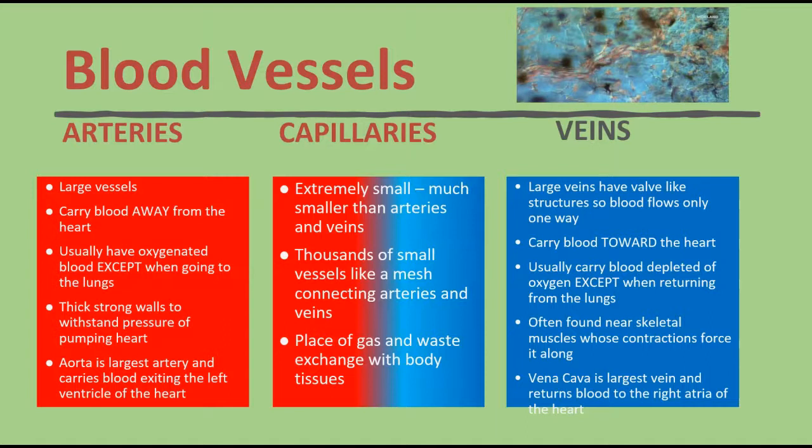Now, on the other side are veins. Veins actually have a valve-like structure to allow blood to flow in only one direction, quite useful. Veins carry blood to the heart, usually carrying blood that does not have much oxygen, or oxygen-depleted blood, except the only time that they will carry oxygen-rich blood would be when they are returning blood from the lungs, obviously, because that blood has just been oxygenated.